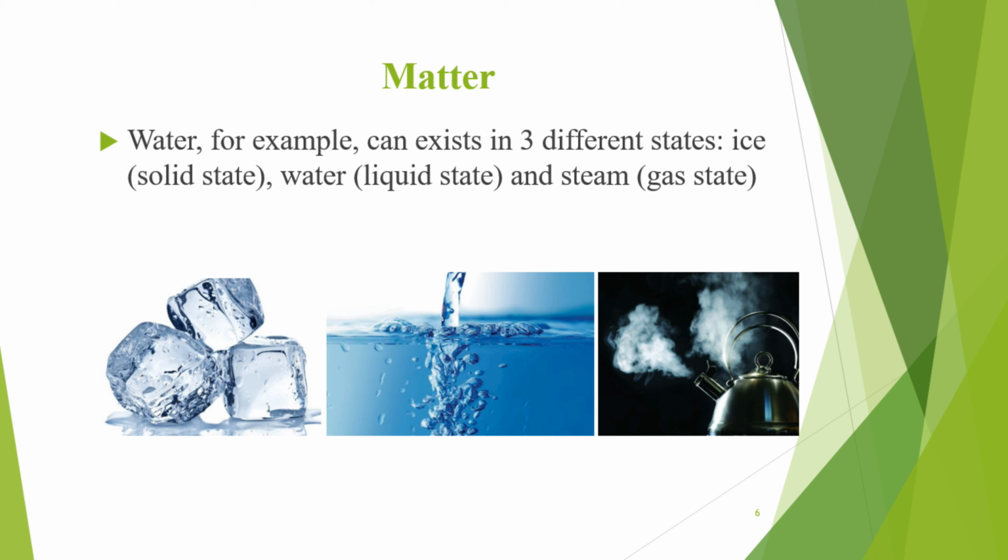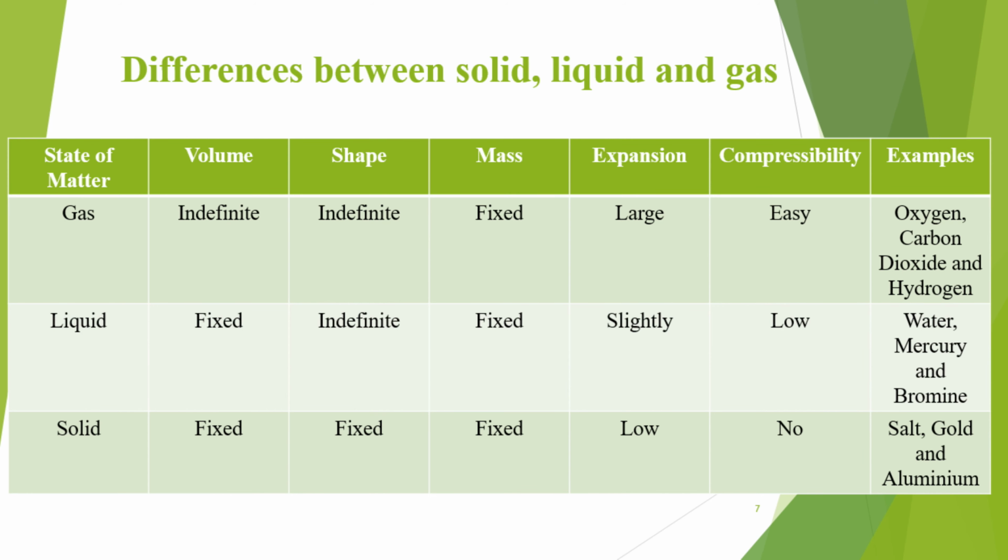Water, for example, can exist in 3 different states: ice, which is the solid state, water, which is the liquid state, and steam, which is the gas state. This table summarizes the differences between solid, liquid, and gas. For example, in terms of volume, gas has indefinite volume, whereas liquid and solid have a fixed volume. In terms of shape, solid has a fixed shape, whereas the other two have an indefinite shape. All of the states have fixed mass.